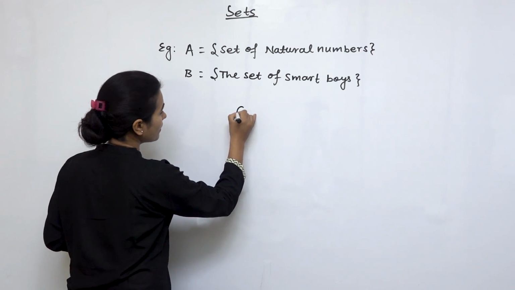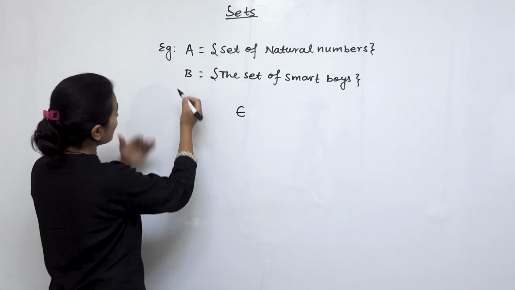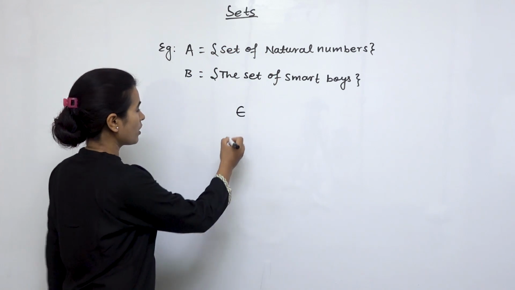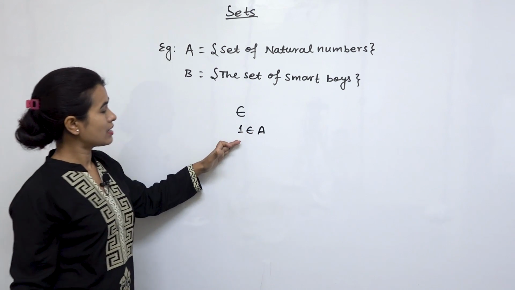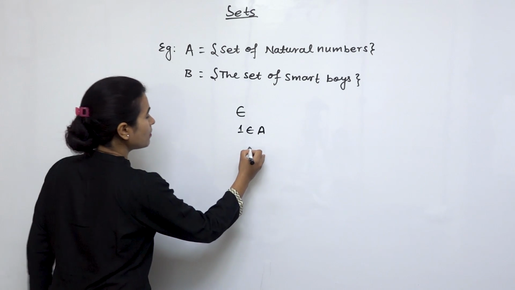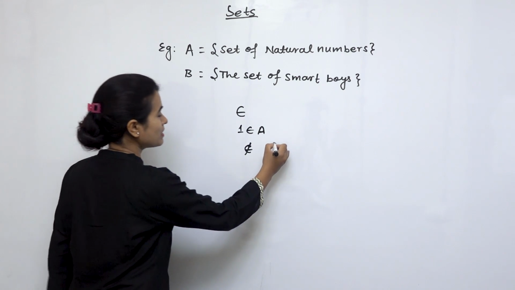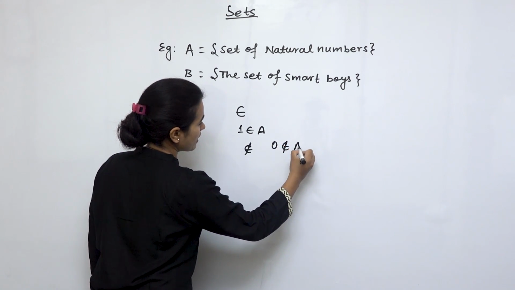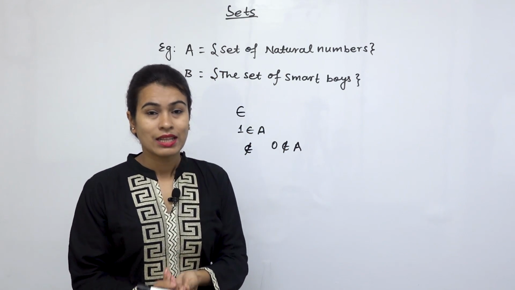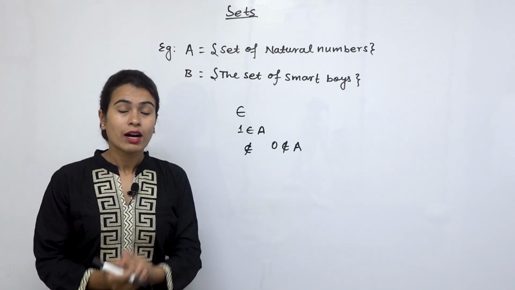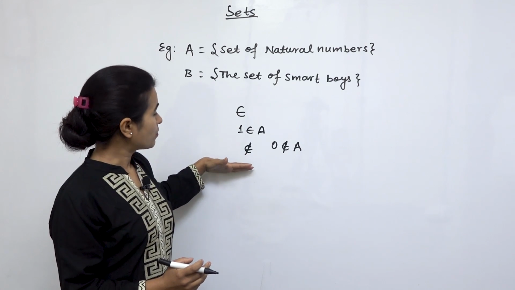And there is a symbol, belongs to. This means the member lies in that set. Suppose in set A, we have the set of natural numbers, where 1 belongs to the set A. It means 1 is a member of the set A. The symbol does not belong to means the member is not in that particular set. For example, 0 does not belong to set A because natural numbers start from 1. So it is clear from here that a well-defined collection of objects or things is called a set, and to be a set, it should be well defined.